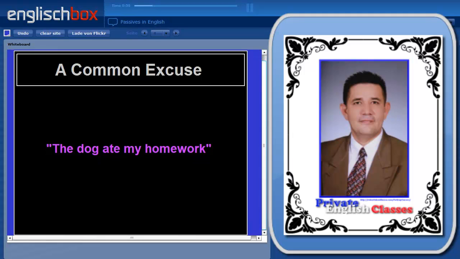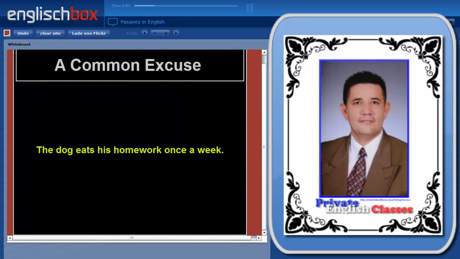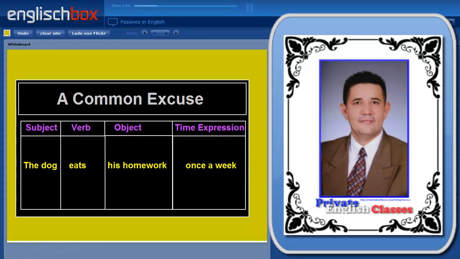One sentence that I hear all too often as a teacher is the sentence, "The dog ate my homework." In fact, I hear it so often from one student, we could say, "The dog eats his homework once a week." This is an active sentence in present simple. So let's break this down to look at the grammatical constituents of this sentence. We have the subject, the dog, the verb, eats, the object, his homework, and a time expression, once a week.